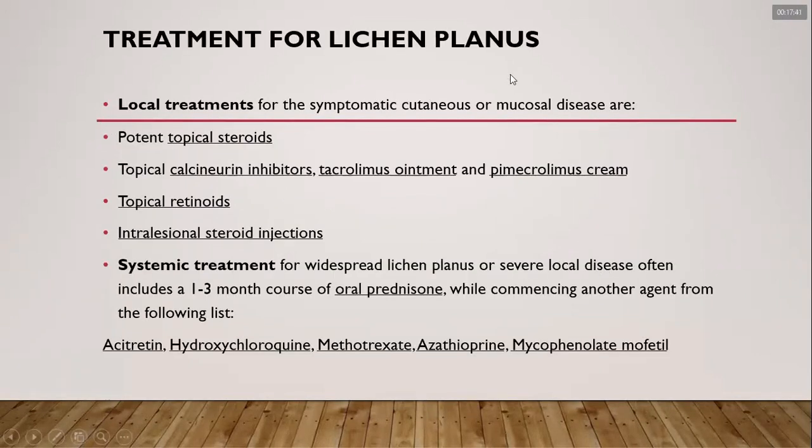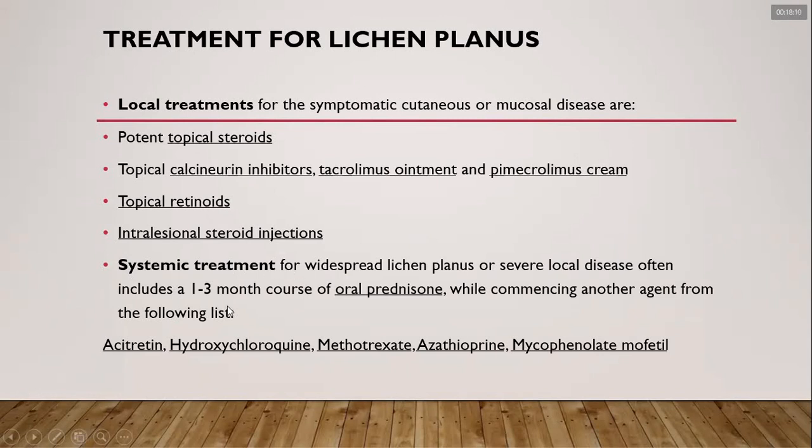Treatment for lichen planus. Local treatments for symptomatic cutaneous or mucosal disease are potent topical steroids, topical calcineurin inhibitors, tacrolimus ointment, and pimecrolimus ointment creams. Topical retinoids and intralesional steroid injections are given mostly for hypertrophic lichen planus, where it is very resistant to treatment, and also sometimes given for oral lichen planus.